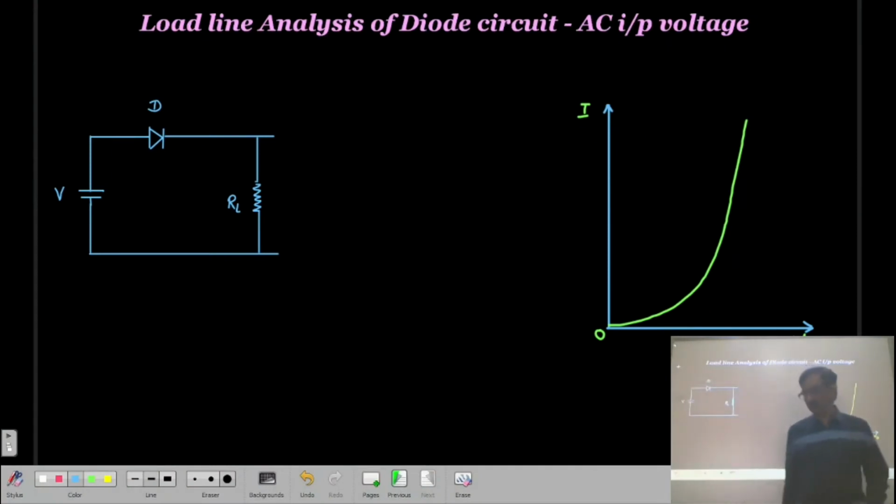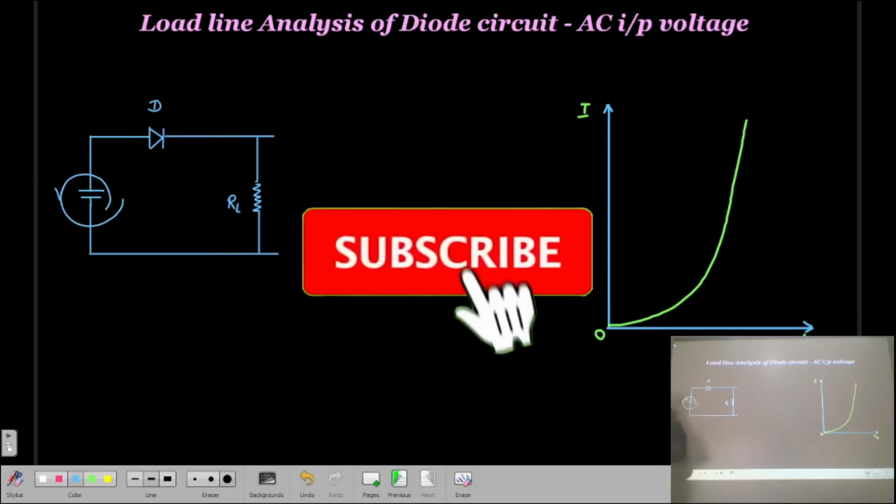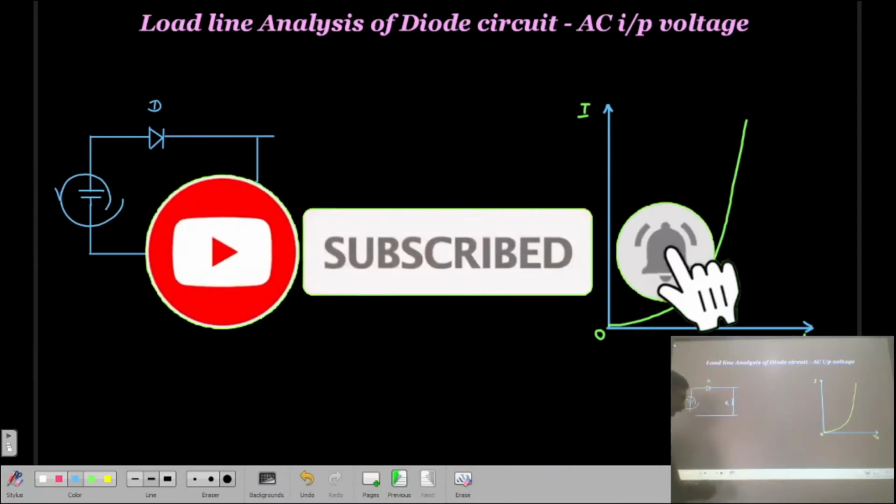We have discussed the load line technique for the analysis of a diode circuit. Basically, this load line technique is used if my input voltage is very small. And in that case, we have considered the input voltage given to the diode is a kind of DC voltage.